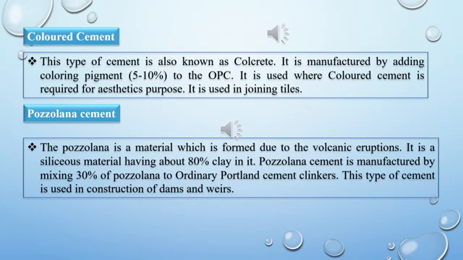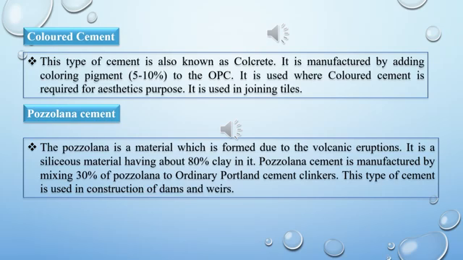So students, how can you prepare colored cement? You can simply prepare colored cement by adding 5 to 10% colored pigments into the OPC. It will give you colored cement. Now, this type of cement is used for joining tiles.